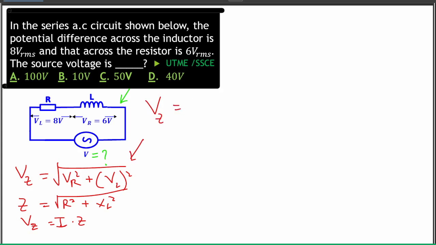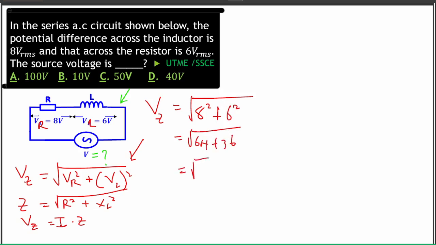VZ is equal to, now we are given that VR, I mixed this up. So this one is VR, sorry. This one is VL, okay? So we've changed it. All right, so 8 squared plus 6 squared. And that will give us 64 plus 36, which will be what? 100. Of course, we have 10 volts. So the correct option is B.